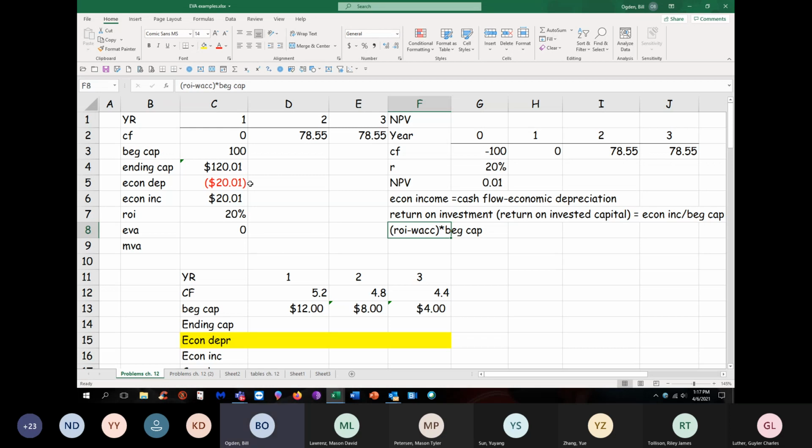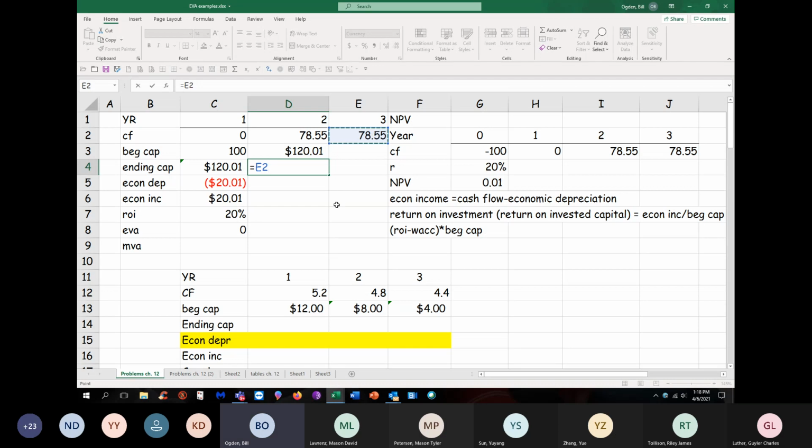Okay, so let's do the second year. The beginning cap for year one is the ending cap of the previous year. Right, now what's our ending cap here? It's the present value. We just have one cash flow left. This is a simple problem. I mean, one cash flow left, so let's do it.